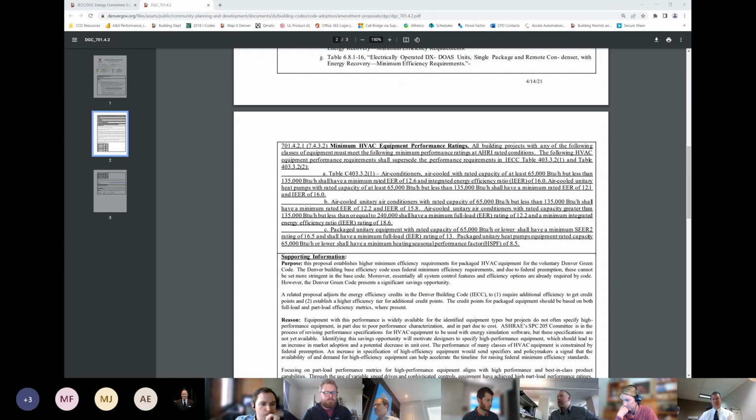Chuck, go ahead. No, Elizabeth covered exactly what I was going to suggest. It looks like from the charging language in the top paragraph that these shall supersede the performance requirements of tables 403.1 and 2. So I was going to suggest let's put this in table form to replace those specific sections, so it's real clear which items are being superseded.